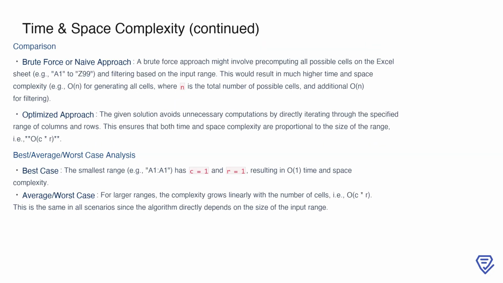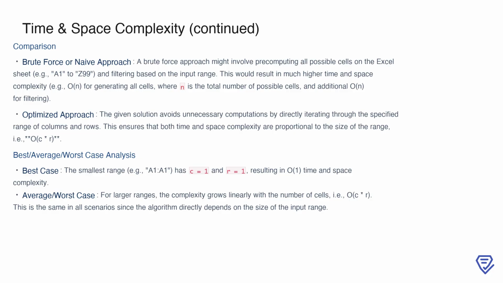Looking at a comparison, a naive approach might involve generating all possible Excel cells upfront, such as from A1 to Z99, and then filtering those based on the given range. This brute force method would result in significantly higher time and space complexity, as it would involve creating and filtering a much larger dataset. In contrast, the optimized approach here efficiently narrows its focus to the specified range, iterating only through the relevant columns and rows. This ensures that both time and space complexity are proportional to the size of the range, or O(C*R).